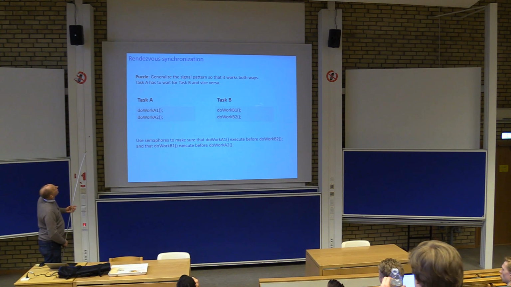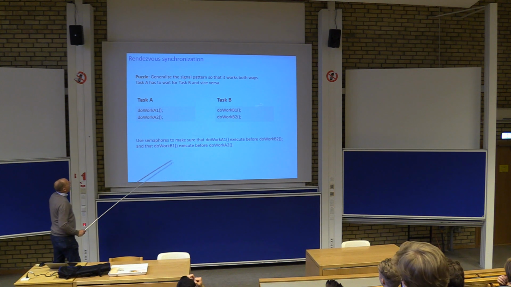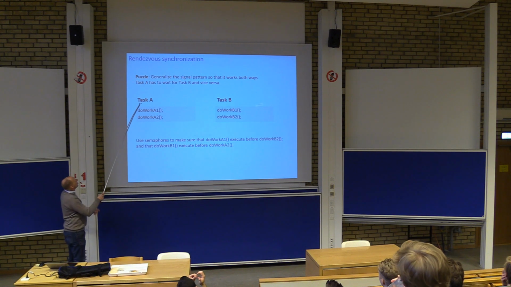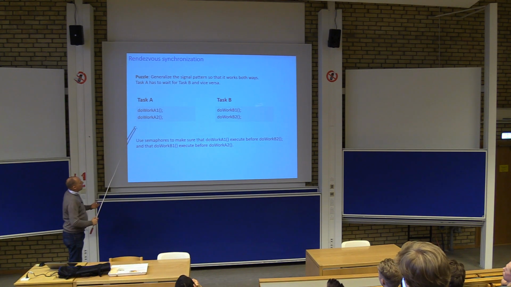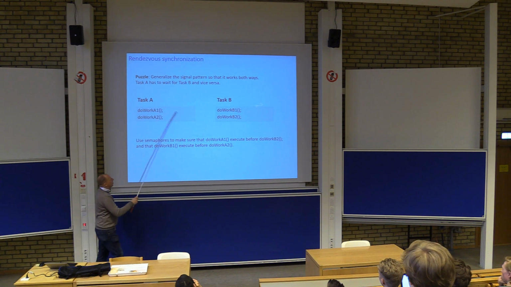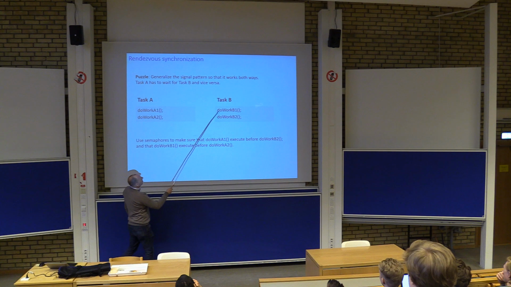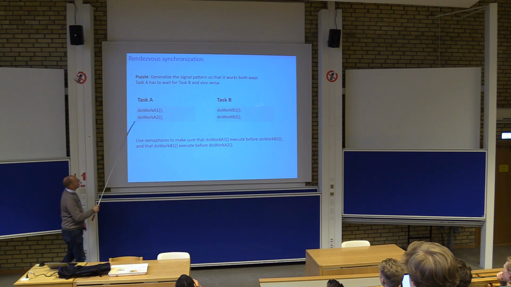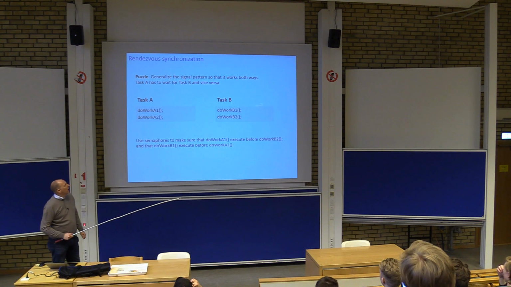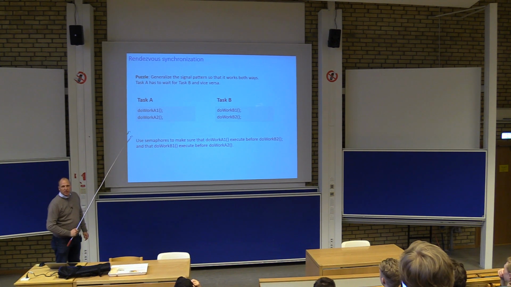Okay, so we mentioned that you can do different kinds of synchronization patterns. So if you would like to have a synchronization pattern that works in both ways, we would like to use semaphores to make sure that do work A1 is executed before do work B2, and we would like to make sure that do work B1 is executed before do work A2. So take a couple of minutes to think through how you could use semaphores to implement this.